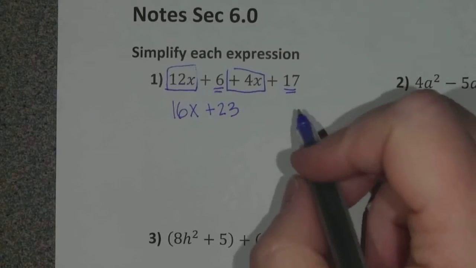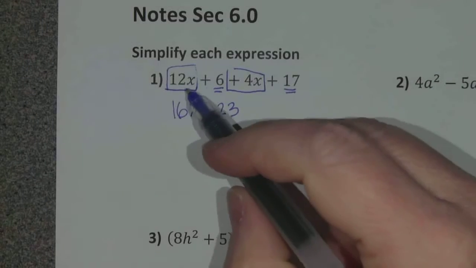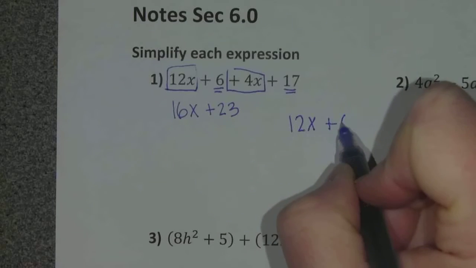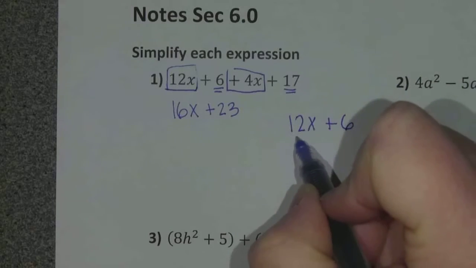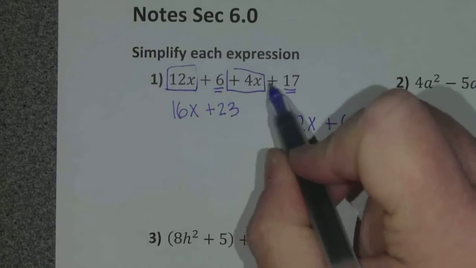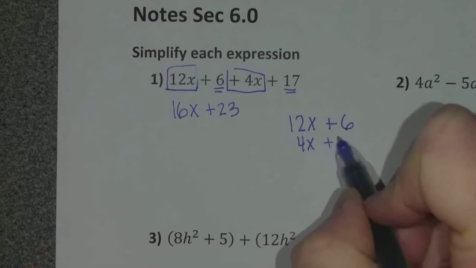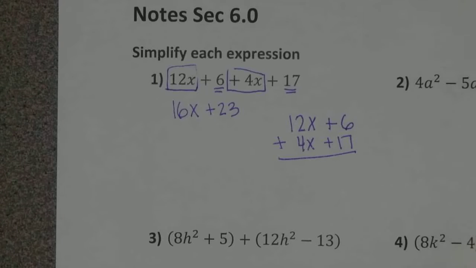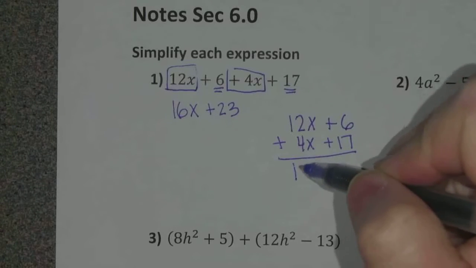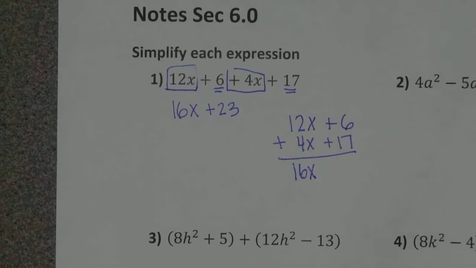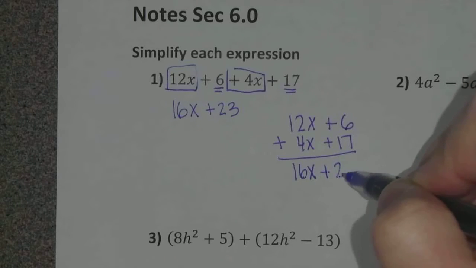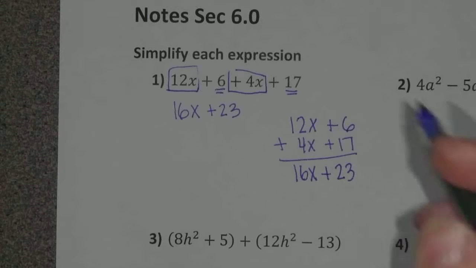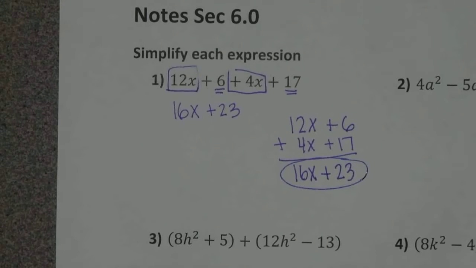Another method that I like to use is the method I call the stack 'em method. So I like to write stuff out. I have 12x plus 6 there. And then I would stack like terms on top of each other. So the 4x goes underneath the 12x. The 17 comes over here. And then I add those straight down because I stacked like terms together. 12 plus 4 is 16. I rewrite the x. And then 17 plus 6 is 23. So that's the way I like to do it, is stacking them up like that.